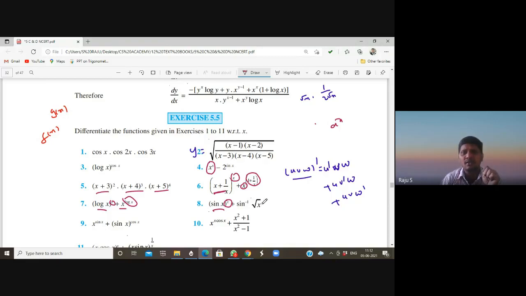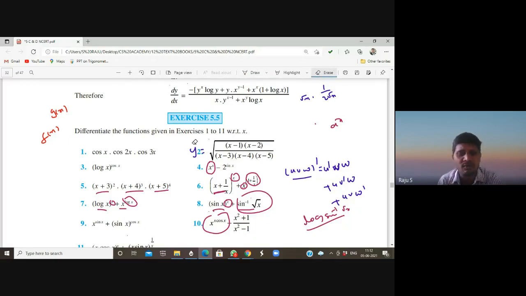Sine inverse root x, we can do directly. Here no need to apply logarithmic. Even if you take log, we cannot write anything for log of sine inverse root x. We can do differentiation directly here. Here no need to apply logarithmic on both sides. Just simply u by v formula.